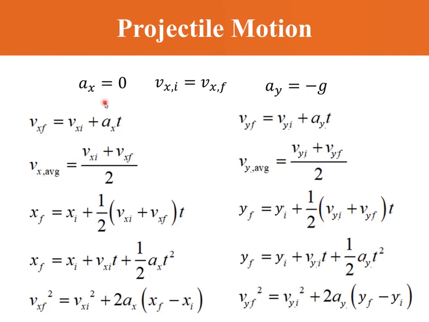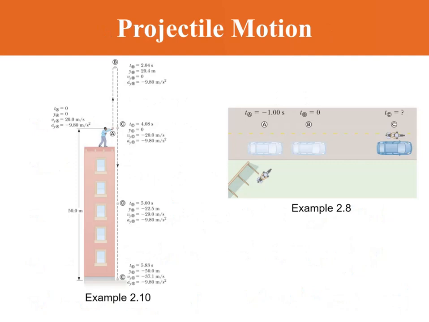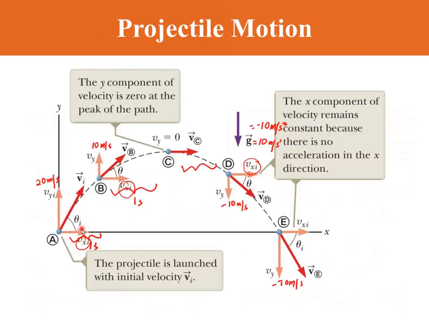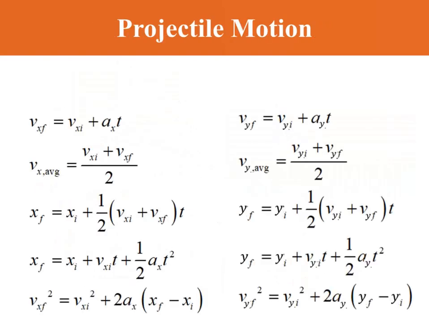Vx is constant, if you remember this figure. This one is constant because it doesn't have acceleration in the x-axis. Acceleration is the change of velocity, so since a is 0, the velocity does not change. So ax equals 0, becoming this one.